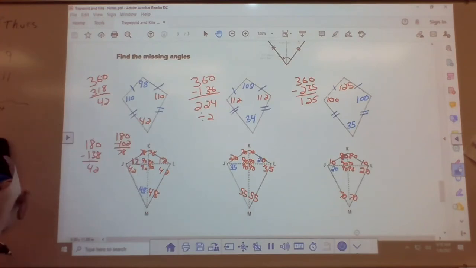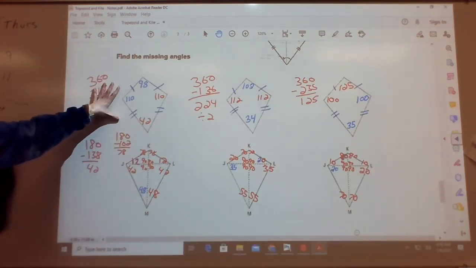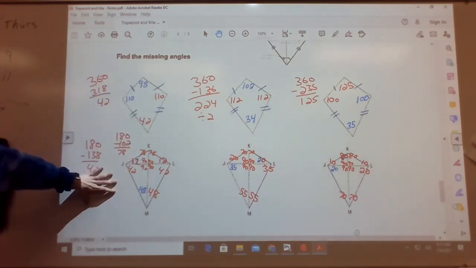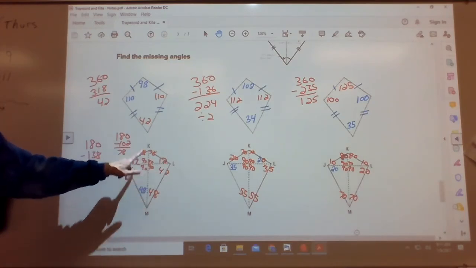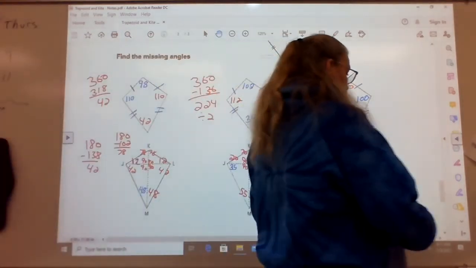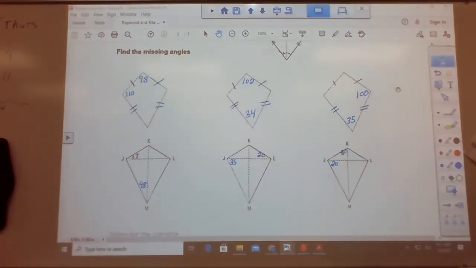So on your homework, this is the second homework paper. You got some problems dealing with the angles of a kite, just the main angles. You also have some problems dealing with all the little angles that get created when you draw in the diagonals. Now, 3 problems to go, and they're pretty quick. So last 3. They're quick ones.